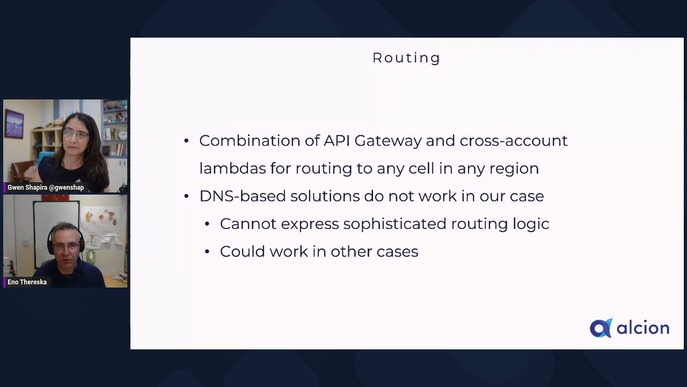So our routing is based on a combination of API gateway and these cross-account lambdas. A lambda actually does the routing. We need to go to a particular cell, and it goes to a lambda itself, which might be a bit weird, right? Because lambda is a compute unit. But we found it easy to use it to point to any other cell that we have and translate the requests from when they come to the API gateway to the cell account. DNS-based solutions do not work in our case. They can't quite express what we need in terms of routing logic. They might work in many other cases. But that's our lambda-based routing.